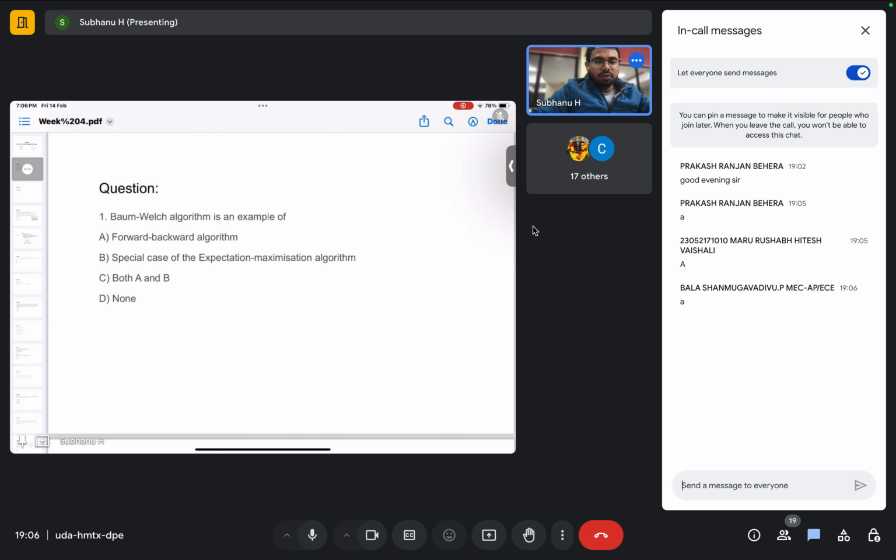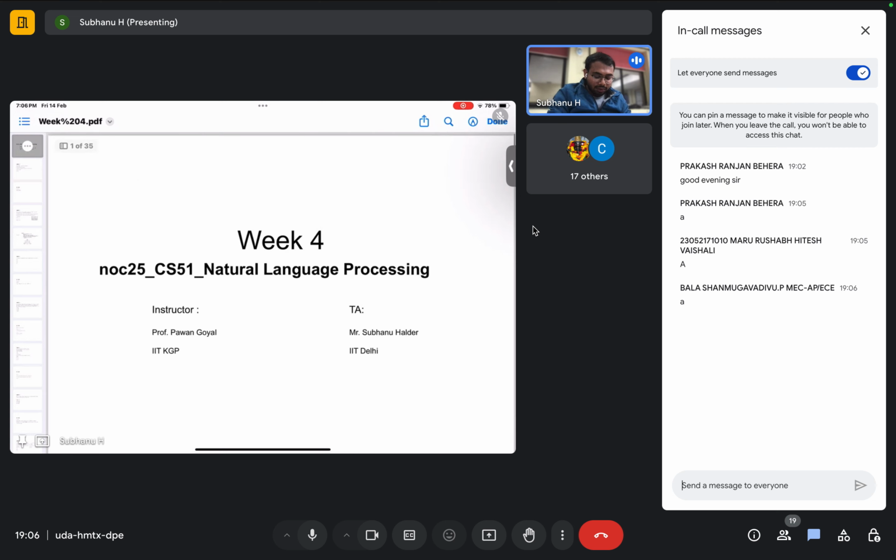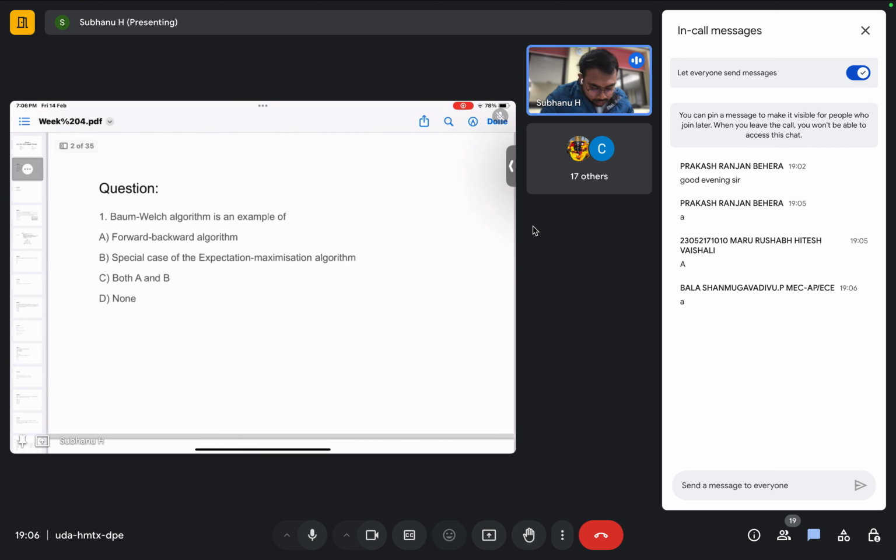The first thing is, why do we need this algorithm? That's the important question. So this is the expectation maximization algorithm that we know, but why do we need this? All of you have given the answer A, but the main thing is why this is important. This algorithm is used to find the maximum likelihood estimate of the parameters of our hidden Markov model.